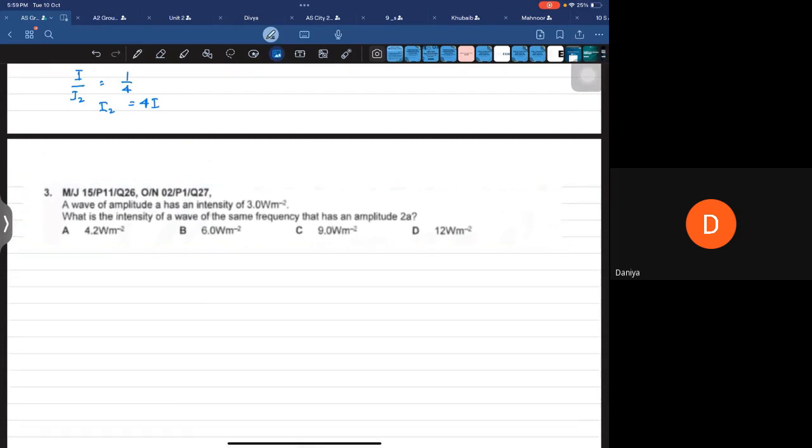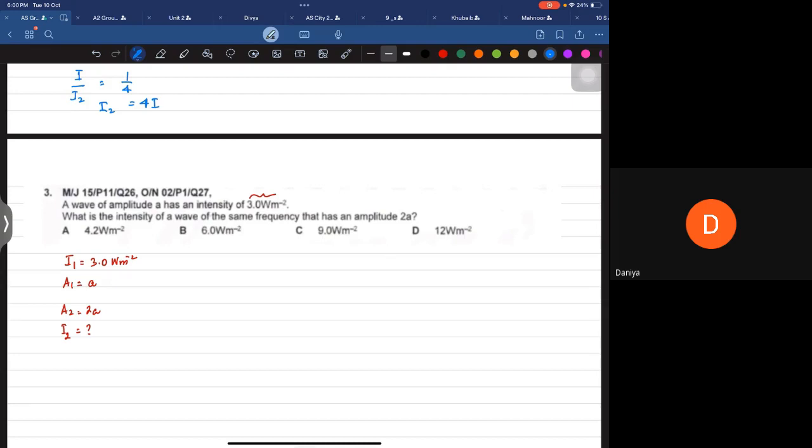Okay. Now, in this question, it says a wave of amplitude A has an intensity of this. So we can write the first intensity is 3.0 watts per meter square. What is the intensity of a wave of the same frequency that has an amplitude of 2A? Sorry, A1 they have given as A. So we have the same frequency, so we don't want to get into that. Now A2 is 2A. What would be the intensity I2? Do you guys understand that? Can somebody please tell me the formula that relates amplitude and intensity, please?